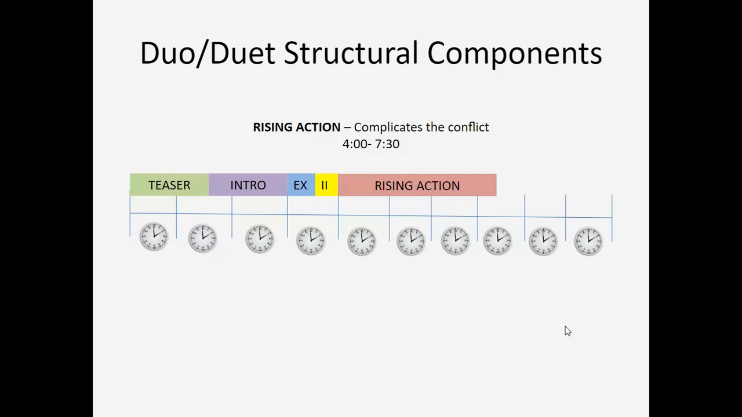Then we have a huge section called our rising action. After that inciting incident, our rising action occurs, and we have all these complications with the conflict. Now, this can last anywhere up to 3.5 minutes as far as time is concerned within the script. And it just keeps building and building and building. We might change tactics. We might change ways of getting things. And so that's kind of that rising action that continues on. And that can go between 4 minutes and 7:30, depending on how long your script is.